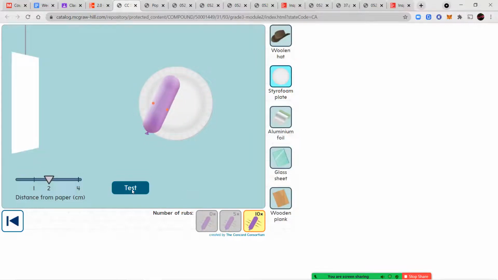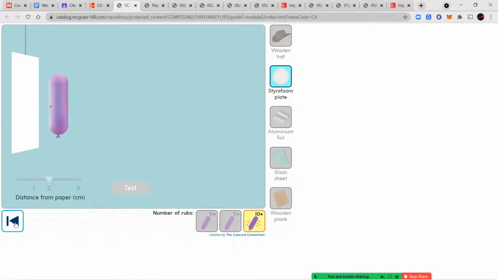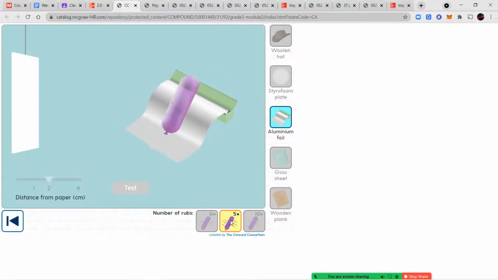All right, so now with 10 rubs, we're going to test it, and we can see that the balloon still has not developed enough static electricity to attract the paper. So let's reset and we'll try something different. We'll try the aluminum foil. We'll go back to our 5 rubs.